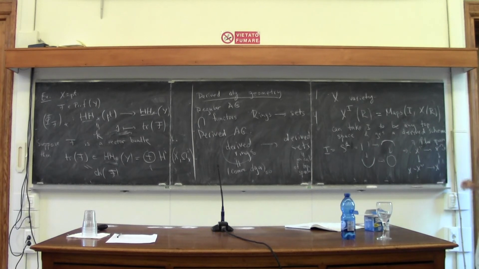This is also just x. And this is, well, this is two copies of x. This is x squared. So from this we see that this mapping space from S1 into x is some kind of derived fiber product of the diagonal with itself.